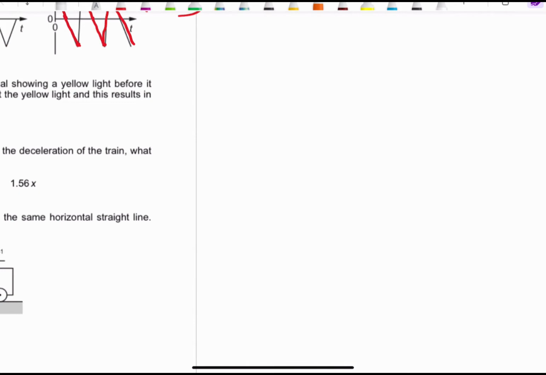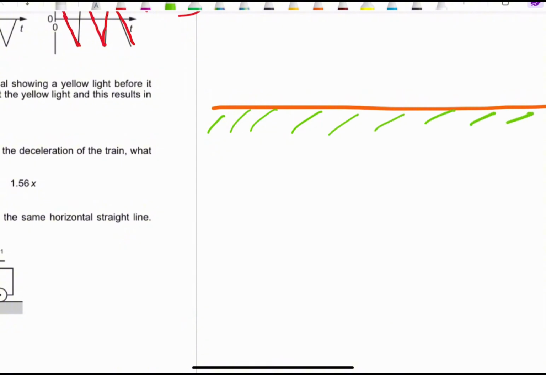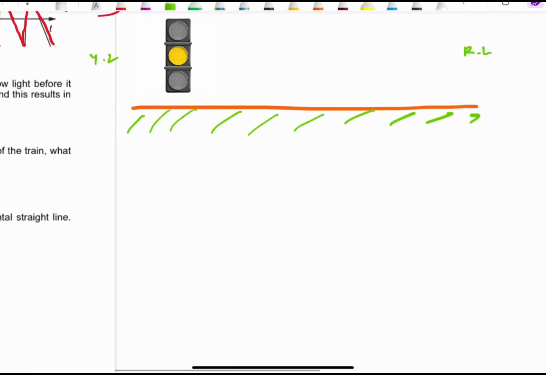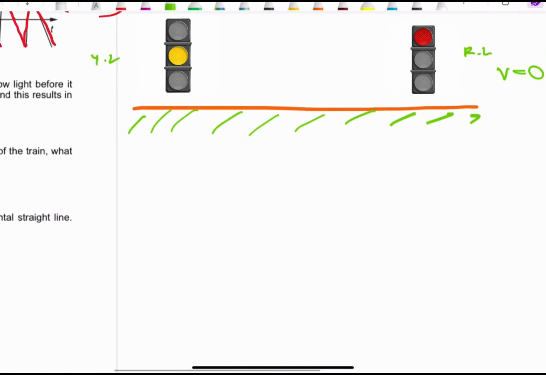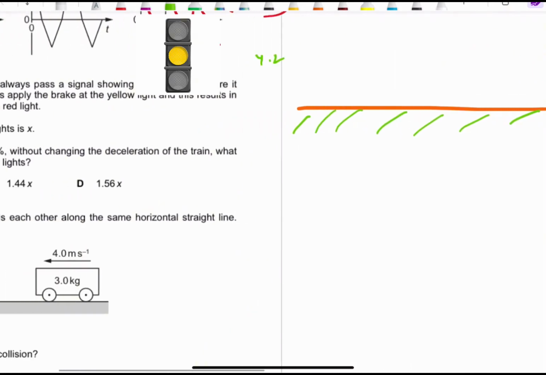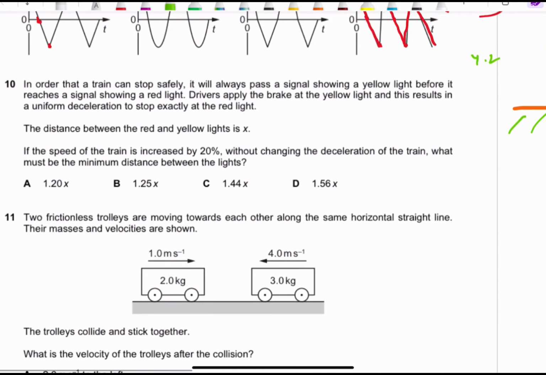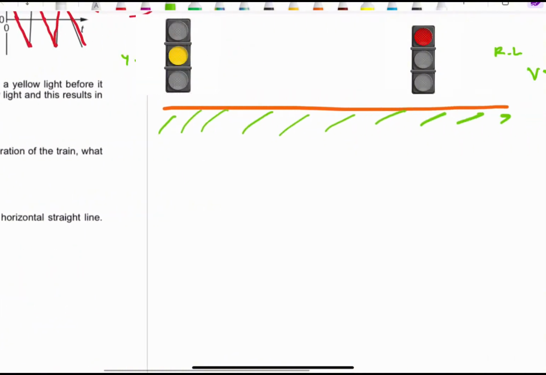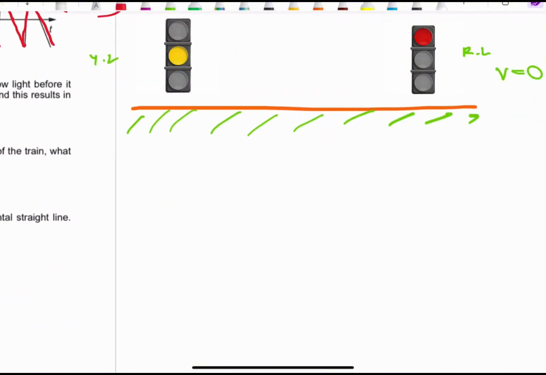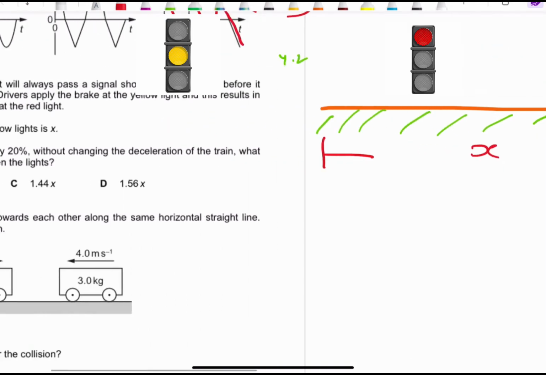So if I were to draw a diagram here, okay, this is my diagram. And this is the yellow light, as you can see over there. That is the red light. And when they arrive at the red light, the velocity must be 0, right? The final velocity must be 0. The distance between the red light and the yellow light is actually x. So this distance is actually x.